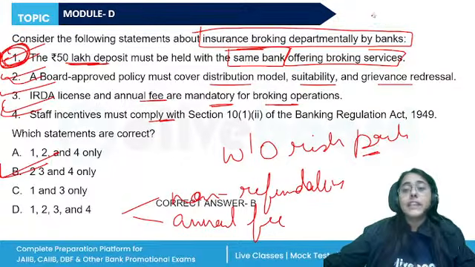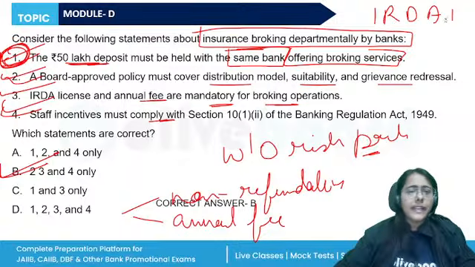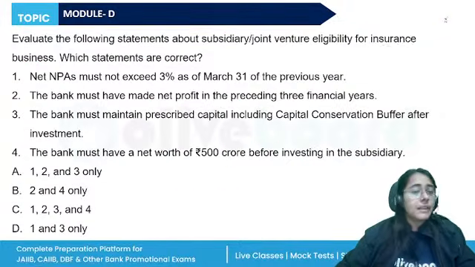Who is going to have lien over it? IRDAI. All right. Rest the things, board approved policy, license from IRDAI. They will ensure customer appropriateness, a performance assessment, and incentive structure will be decided. Any restrictive policy should not be followed. Grievance redressal mechanism should be there.